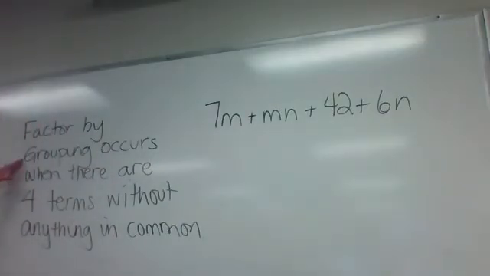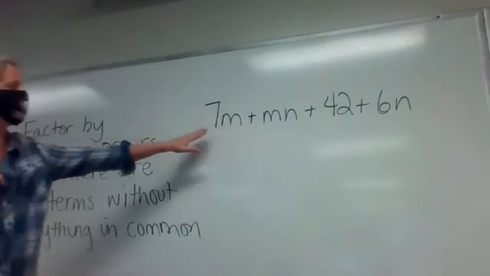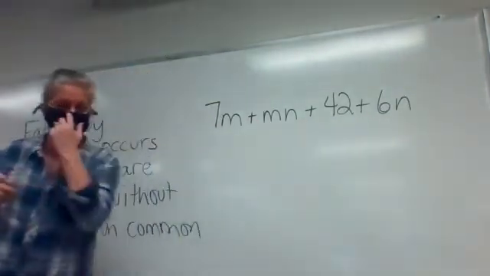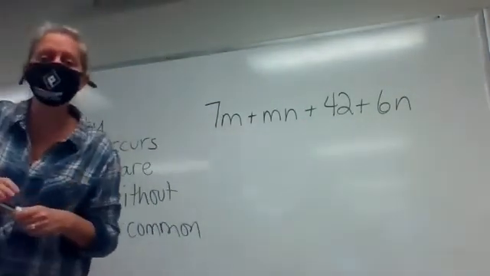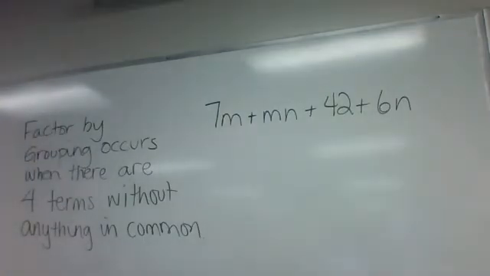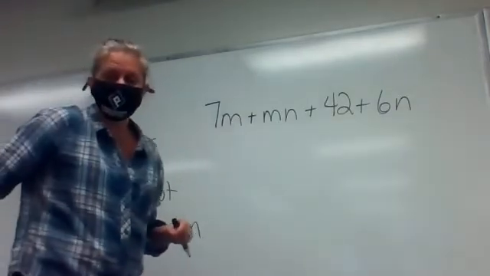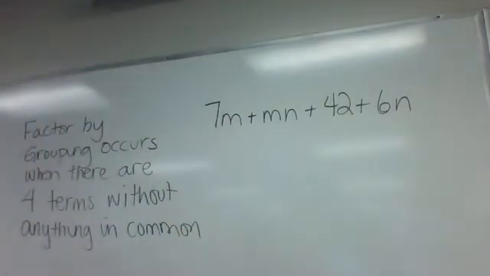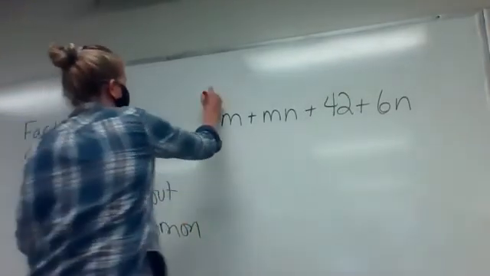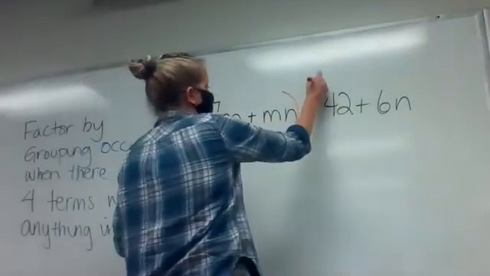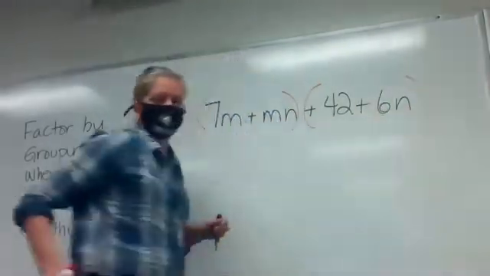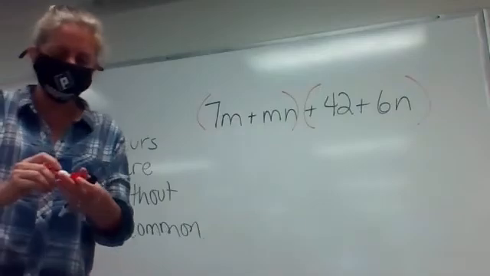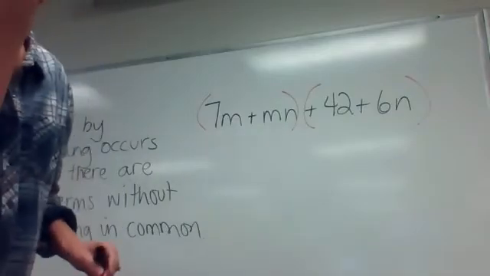Okay? So your factor by grouping occurs when you have 4 terms and there's not anything in common with all 4 of them. That is your clue that it is factoring by grouping. And when it's factoring by grouping, the reason it's called that is because that's the first thing you're going to do. You're going to put the first 2 terms in a group, and then you're going to put the second 2 terms in a group. So you group them in smaller groups of 2.